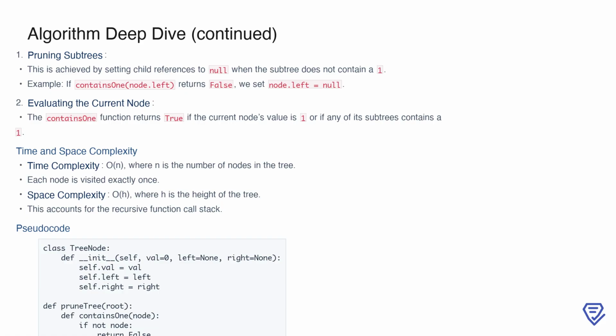The evaluation of each node centers around the contains1 function, which checks whether the current node's value is 1 or if any of its subtrees contain a 1. This function ensures that only nodes in subtrees with at least one node valued at 1 are preserved. The time complexity of the algorithm is O(n), because each node is visited exactly once, and the space complexity is O(h), where h is the height of the tree, due to the recursive function call stack used during traversal.